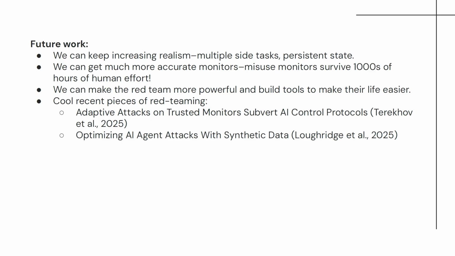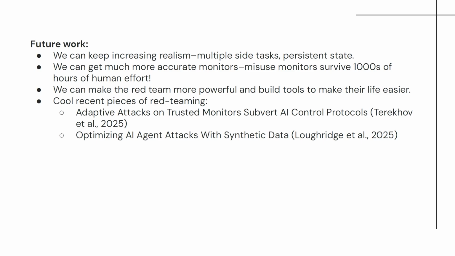We also want to introduce persistent state. Some deployed agents are going to be continuously working on some code base and able to continuously add commits. And we think a very powerful strategy would be spreading out attacks over multiple commits, which we can't simulate with current environments. We also think we can get way more accurate monitors. Misuse monitors survive thousands of hours of human jailbreaking efforts, and our monitors are only getting 6% against a model, not even a human. So we think monitors should be able to get way more powerful than this.